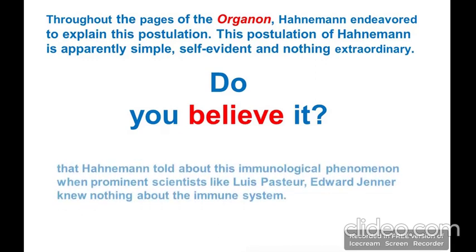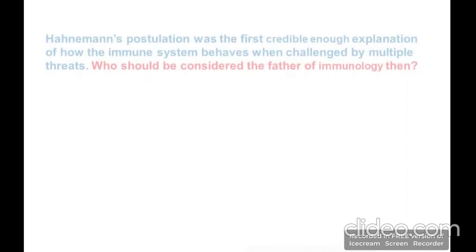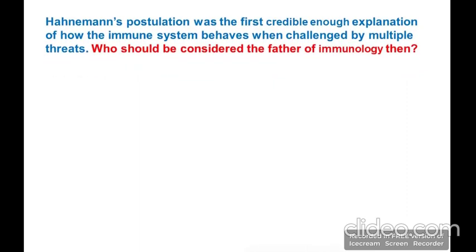That Hahnemann told about this immunological phenomenon when prominent scientists like Louis Pasteur and Edward Jenner knew nothing about the immune system. Hahnemann's postulation was the first credible enough explanation of how the immune system behaves when challenged by multiple threats. Who should be considered the father of immunology then?